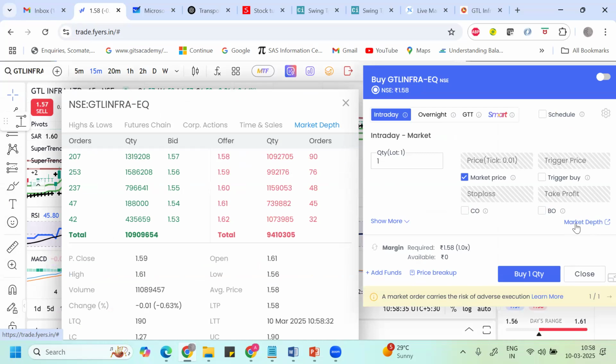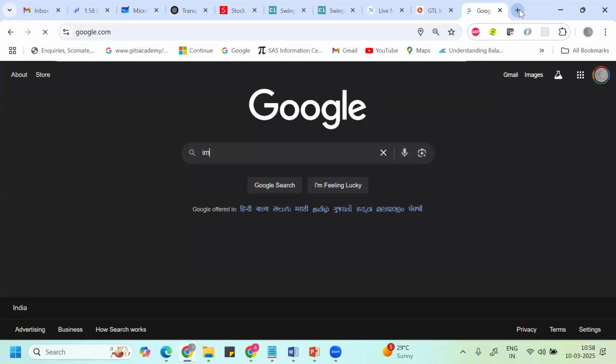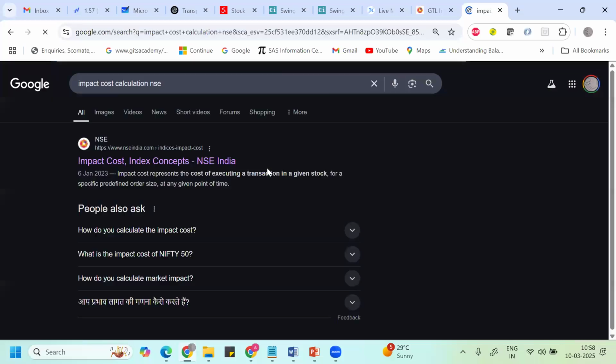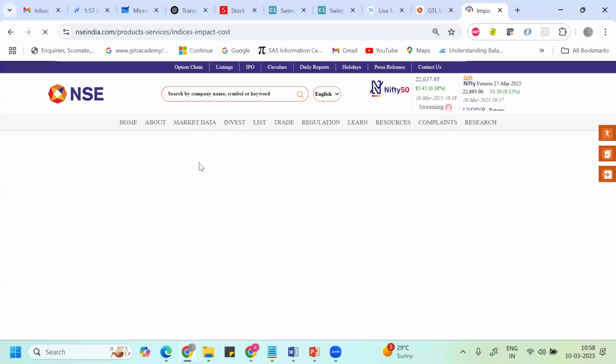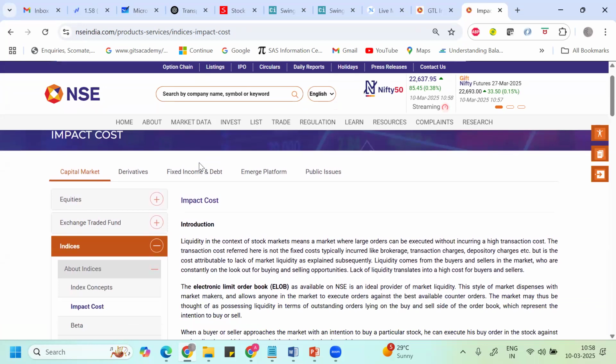You can Google it to know more about impact cost and read about it yourself. But more or less, the impact cost gives you an idea about the extra cost you are paying on any underlying asset whenever you are buying or selling it, beyond the price at which it is trading. That is called impact cost.